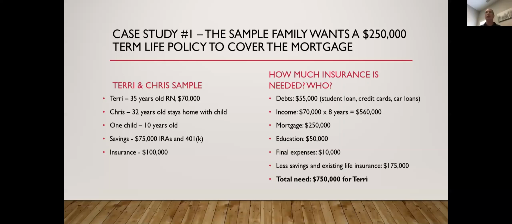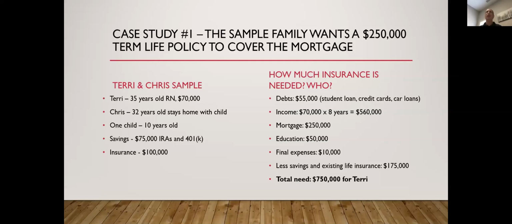In Georgia, we have the Hope Scholarship. So maybe they want to take $50,000 for insurance. They've got about $10,000 in final expenses. If something should happen to Terry, you add that up, you reduce it by how much they have in their savings, about $75,000. So Chris would get that if Terry were to pass away. And Terry also has $100,000 through work. So if you add that up and subtract out their savings and their existing life insurance, it comes out to about $750,000 for Terry.